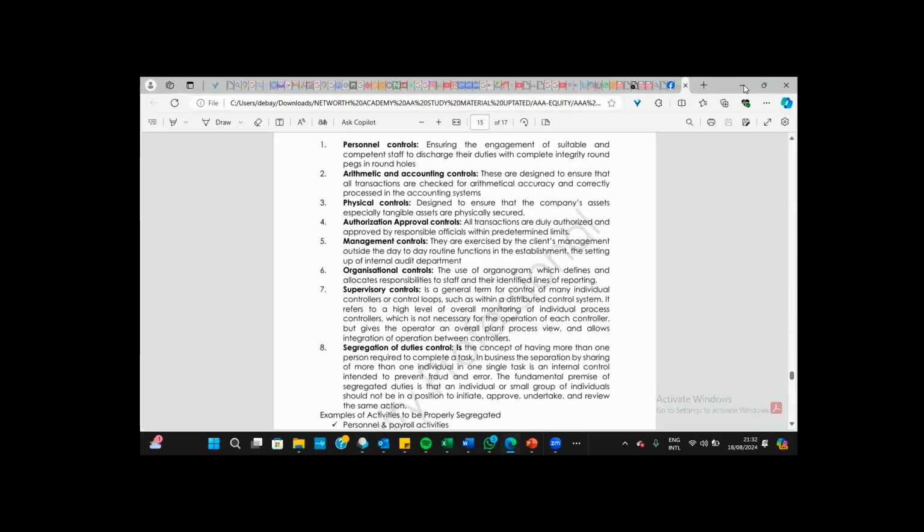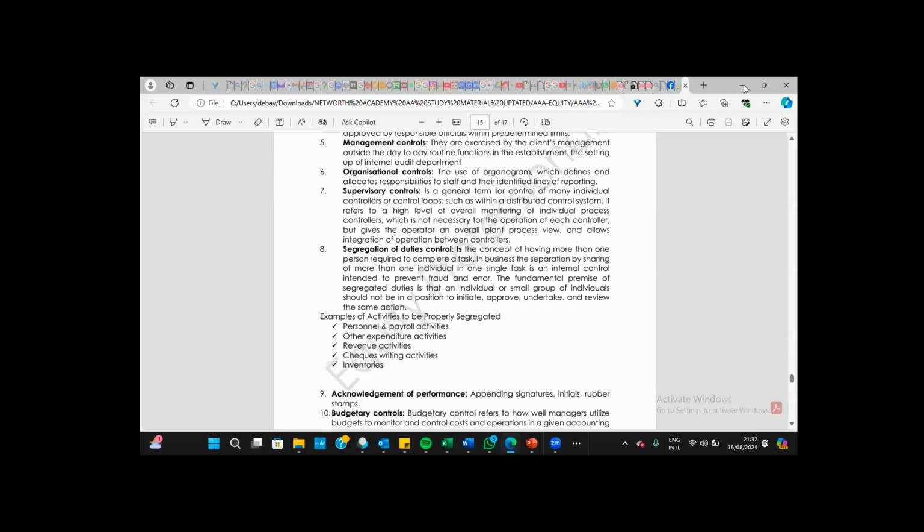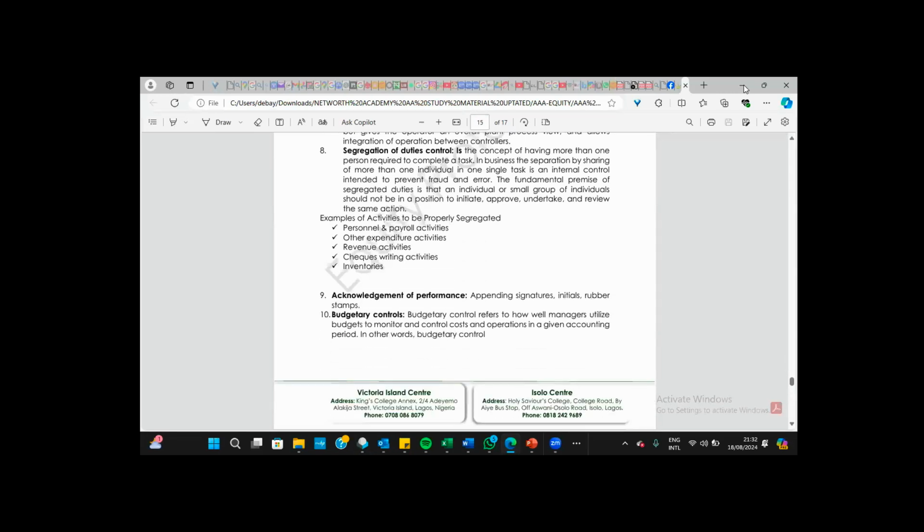Then we have the next one, which we call acknowledgement of performance. These are controls that ensure that all transactions are properly what? Signed. That is, they are pen signatures, initials. Okay? Stamp. Time stamp to all transactions for easy what? For easy accountability. Ease of accountability. Okay? Acknowledgement of performance. Then the last one is called budgetary control.